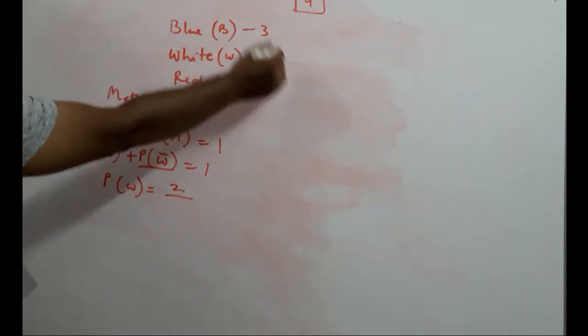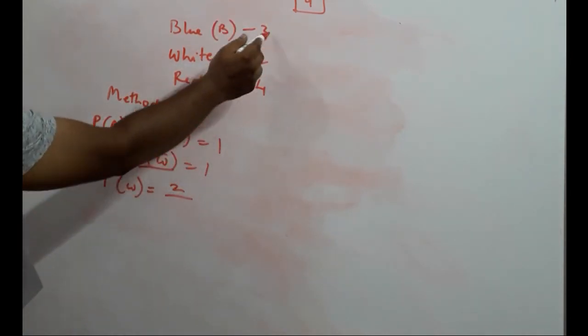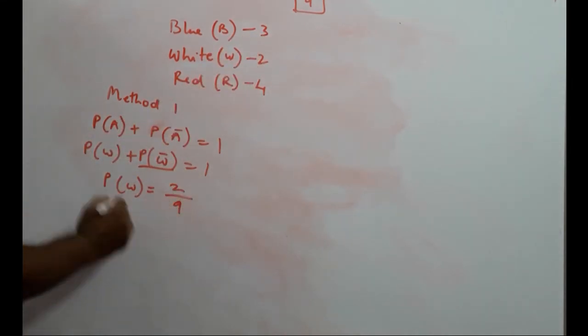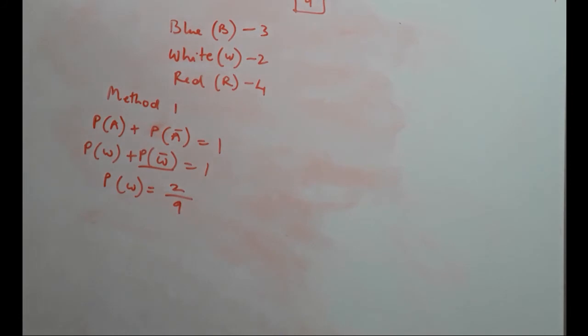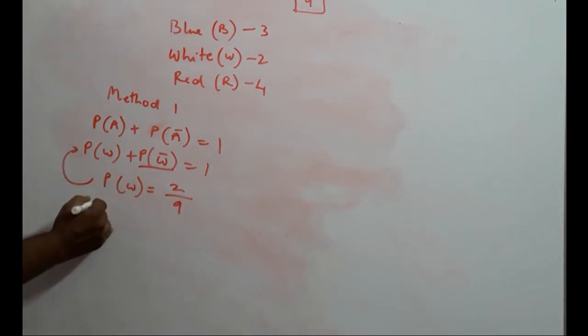So what is the probability of getting a white marble? How many white marbles are there? 2. So favorable outcome is 2. Upon how much? How many types of outcomes are possible? 9, because there are 9 marbles. 4 plus 2 is 6, 6 plus 3 is 9. So 2 upon 9 is the probability of getting a white marble.